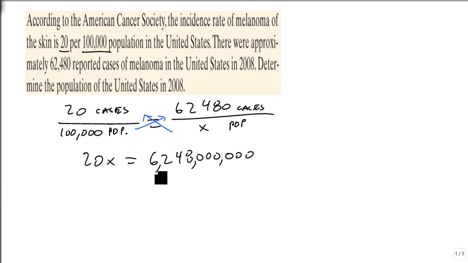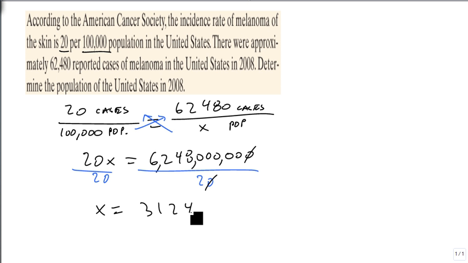We then divide by 20 on both sides. And so we get x is, the 0 knocks 1 out, 6 divided by 2 is 3, 1, 2, 4 with 5 zeros. Meaning that in 2008, the population was roughly 312,400,000. And so using proportions and this idea of similar triangles, we were able to set up these problems and solve them.